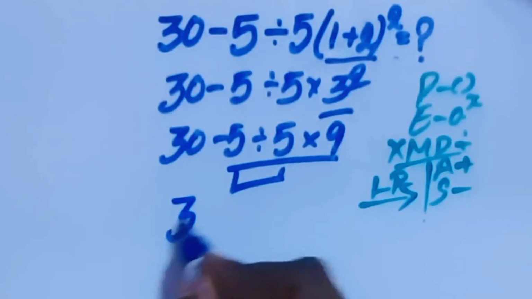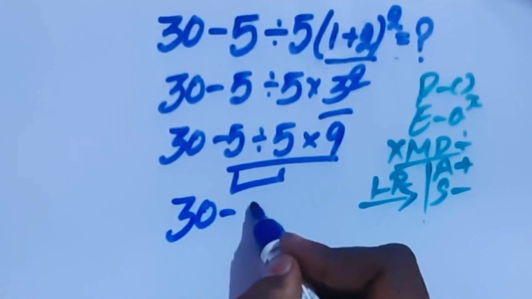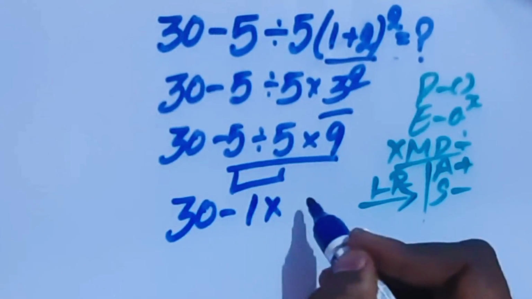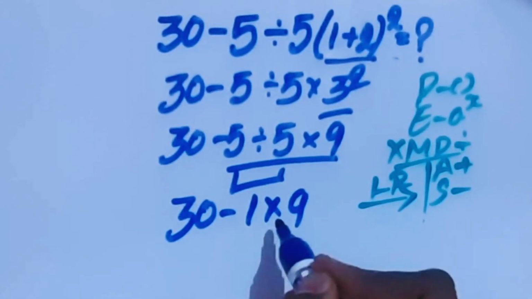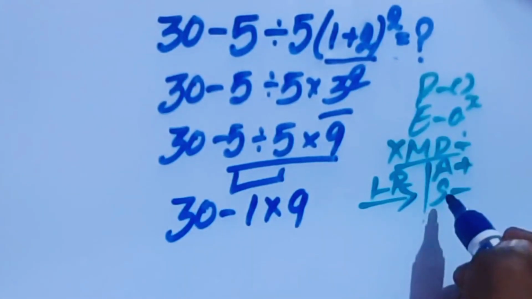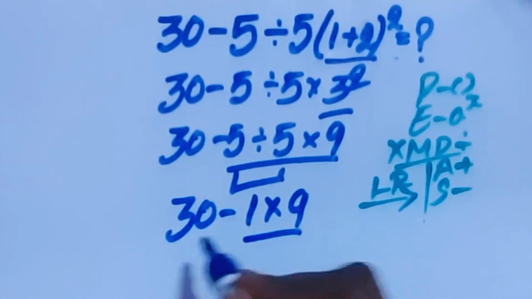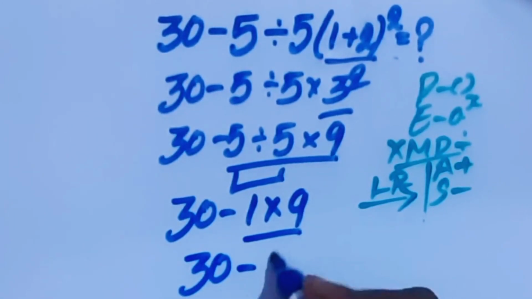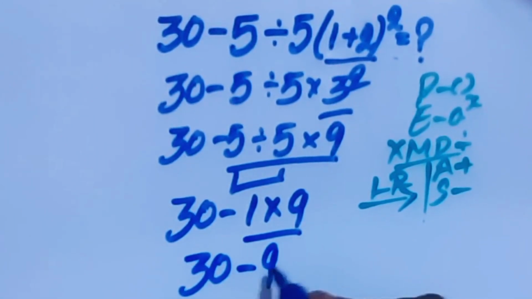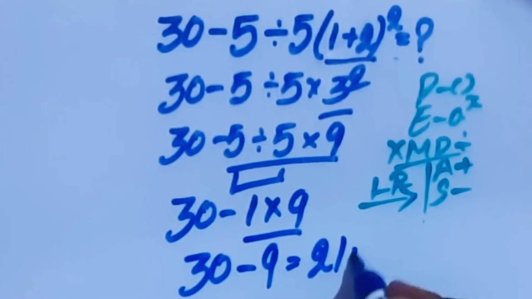So 30 minus 5 divided by 5 is 1, times this 9. Here we have this subtraction and multiplication. Multiplication is higher priority than the subtraction. So we have to do this multiplication before the subtraction. Here 30 minus 1 times 9 is 9. So 30 minus 9 is 21, which is the correct answer.